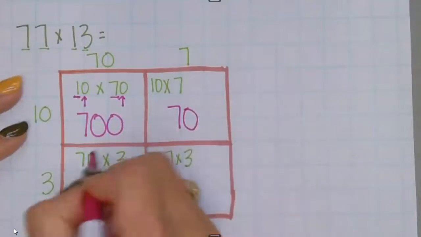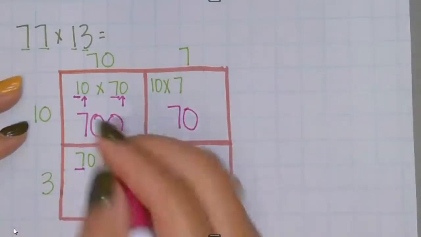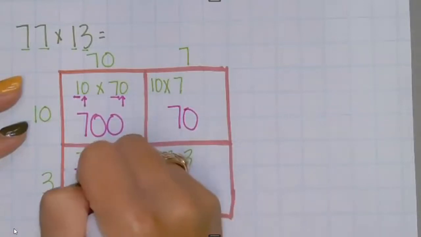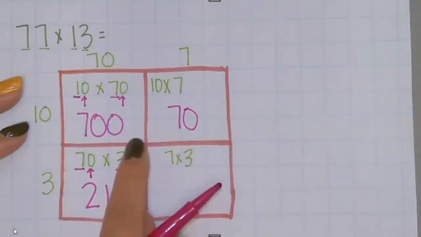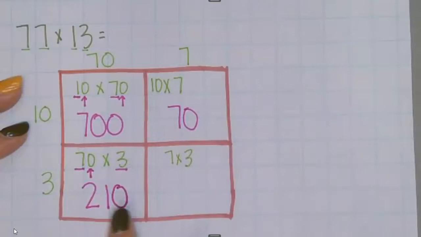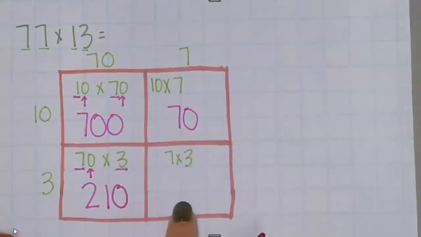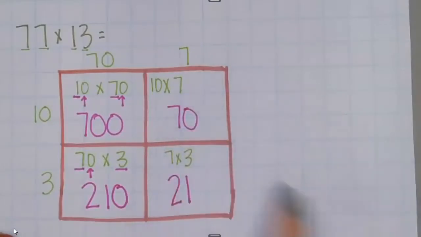70 times 3, same thing. You find your base fact, which for this would be 7 times 3. That's 21. And then you ask yourself, how many zeros do you have? I have one 0 in 70. I don't have any zeros in the number 3, so that tells me that I just add the 0 after the 21 to give me 210. And last but not least, I have 7 times 3, which again is 21.